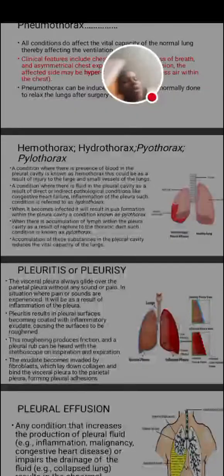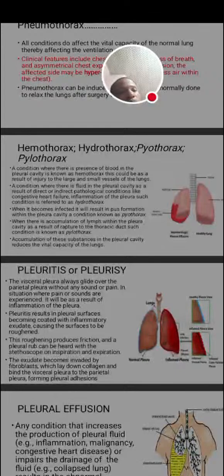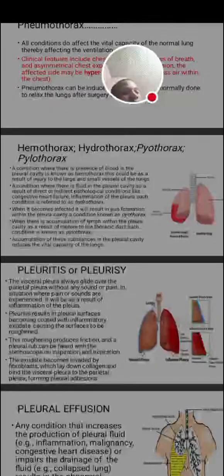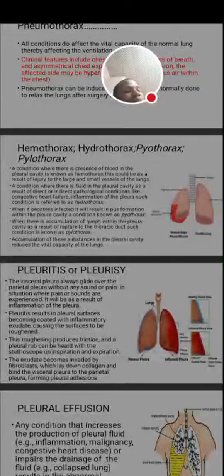You can put it now. Chylothorax is lymph in the pleura, and pyothorax is pus, empyema.